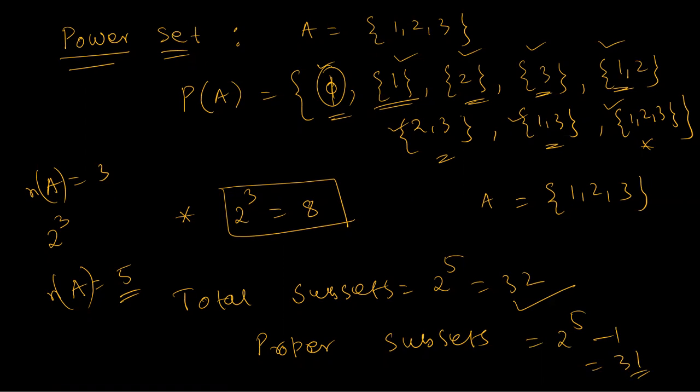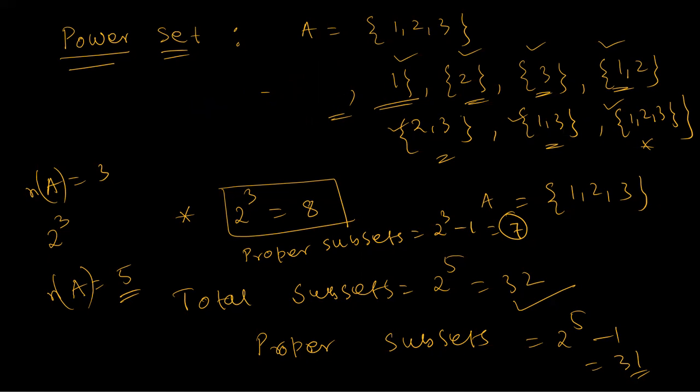And in this set A, how many proper subsets are there? 2 to the power 3 minus 1, that will become 7. That's all. Now let us solve one interesting question on proper subsets.